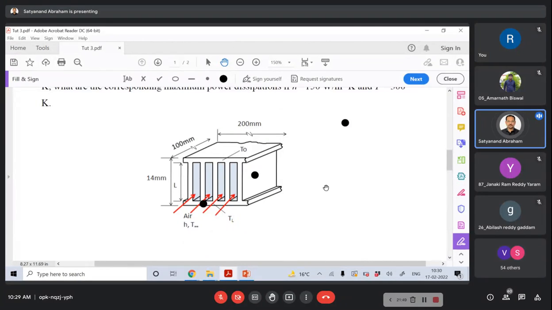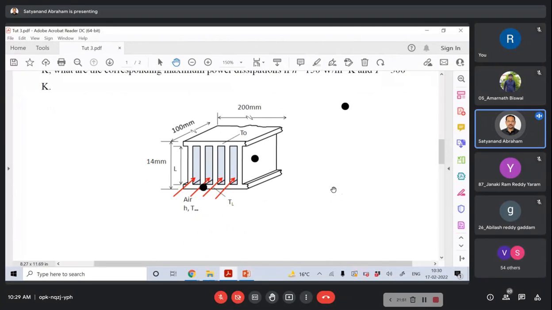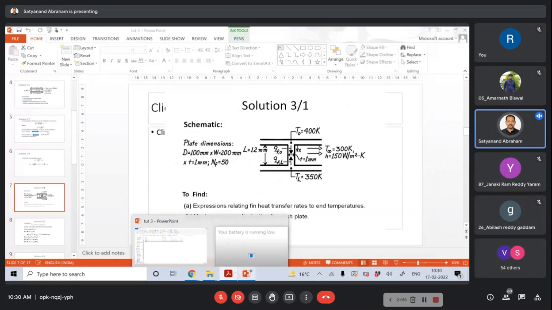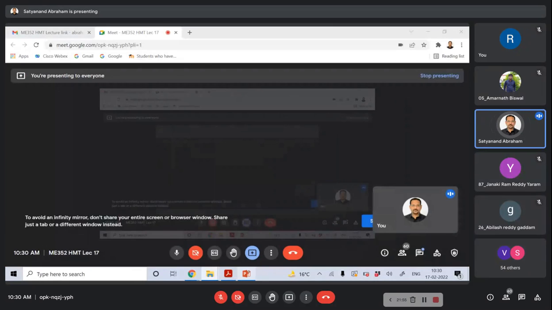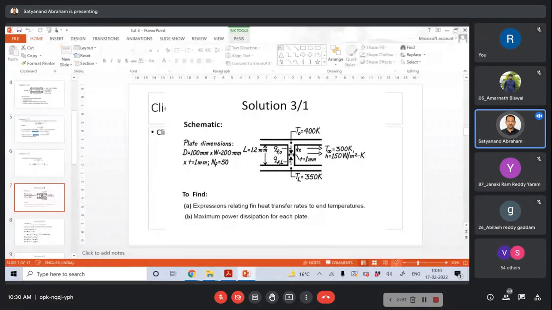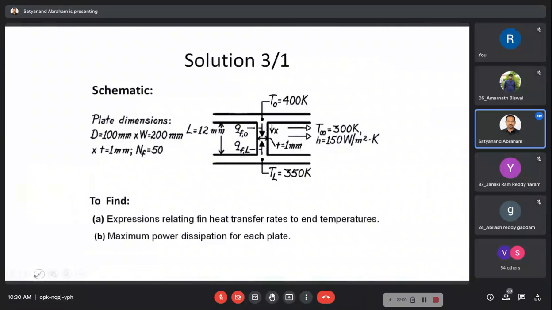Okay. So in the usual condition, whatever we saw till now, we were seeing fins which are attached at the bottom. And we were seeing the heat being transmitted like this. But in this case, the fin is different. The fin is attached on both sides.